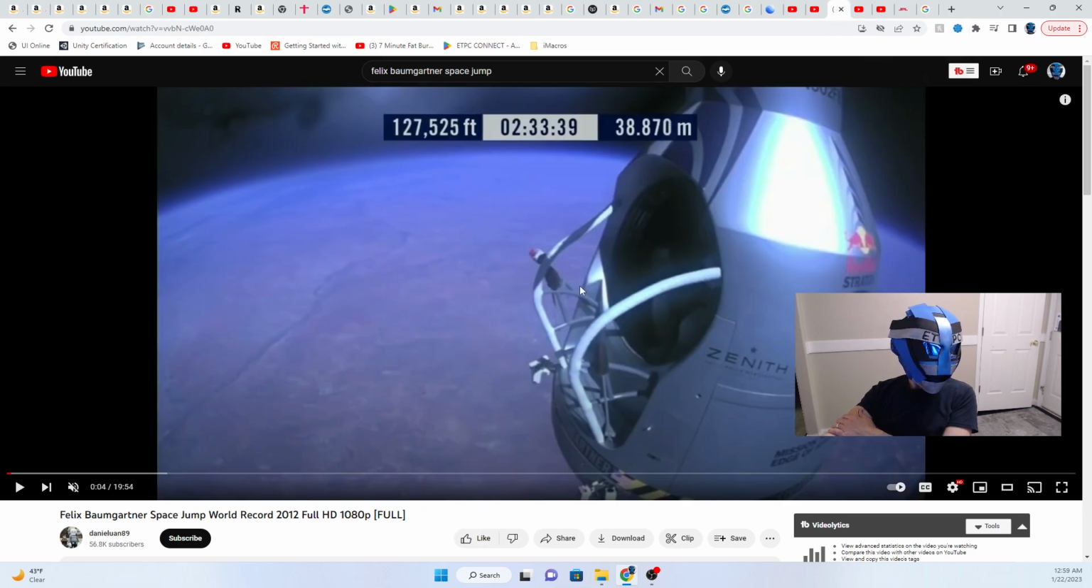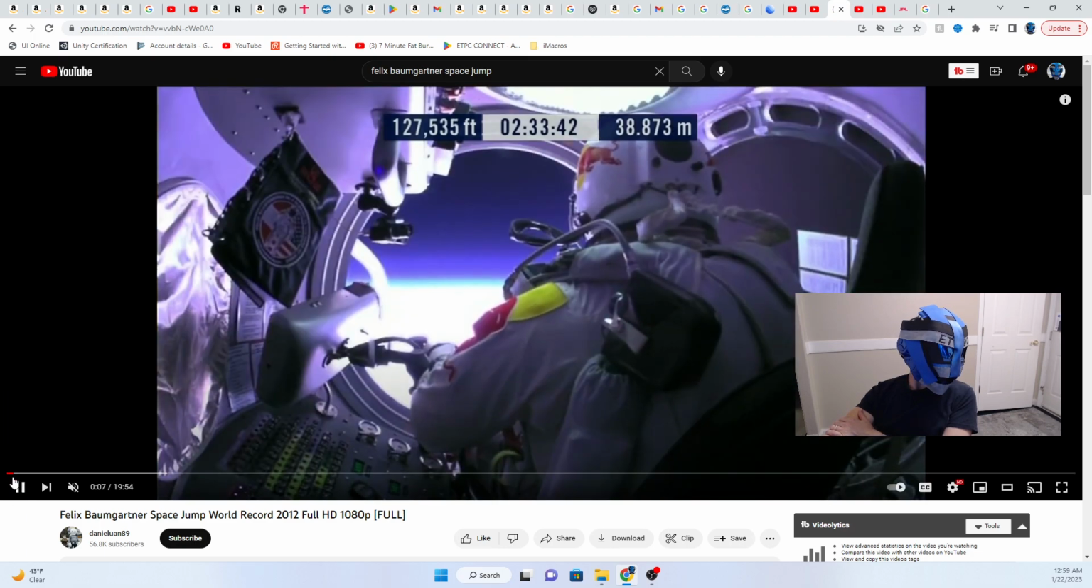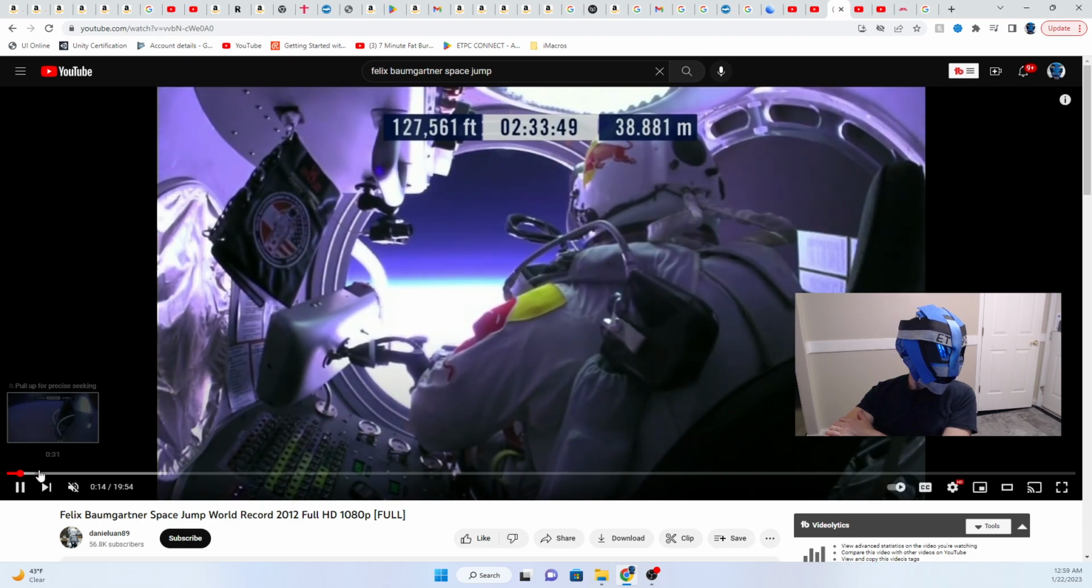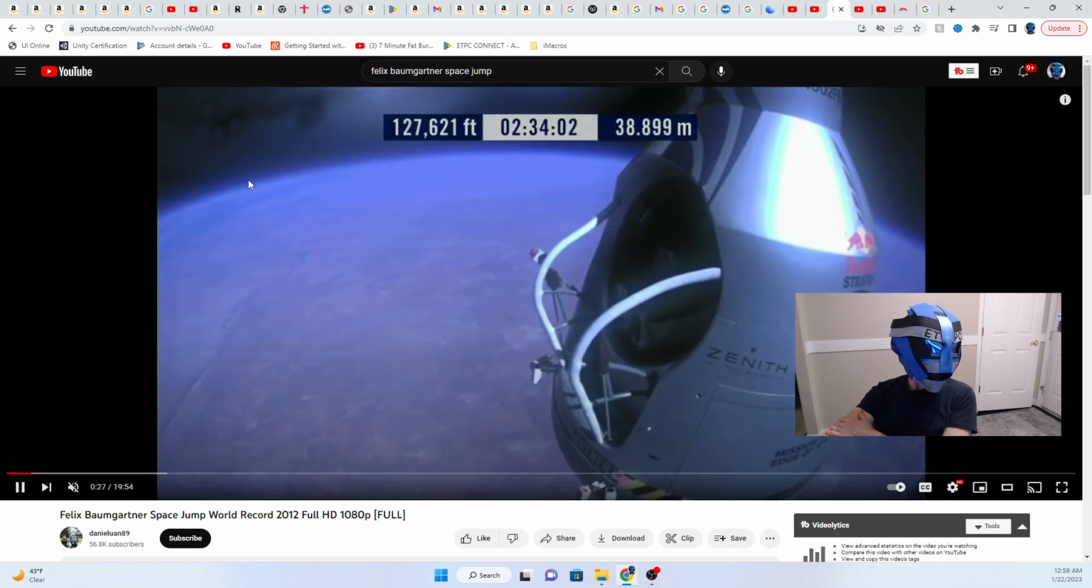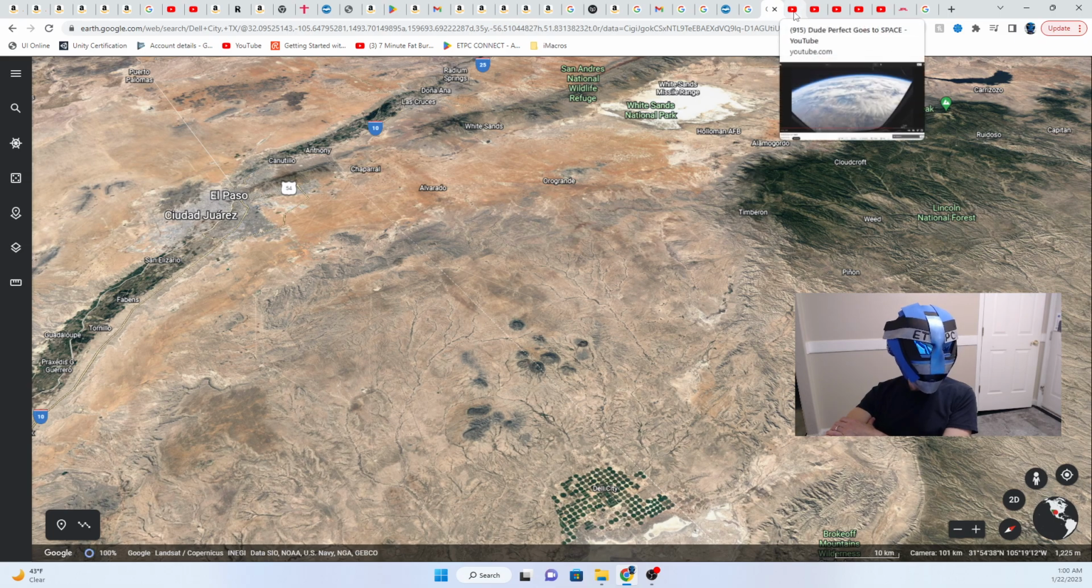So here there's Felix Baumgartner's little thing as well. And once again, you can see flat, and then coming out, it's ridiculously curved here. So yeah, I just thought I'd point that out.